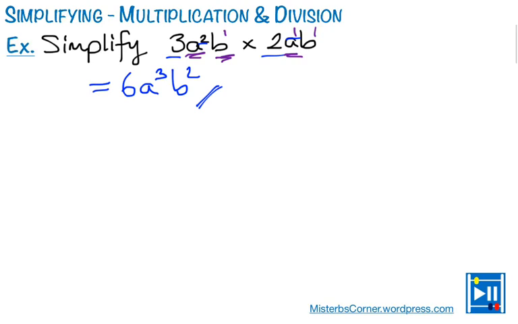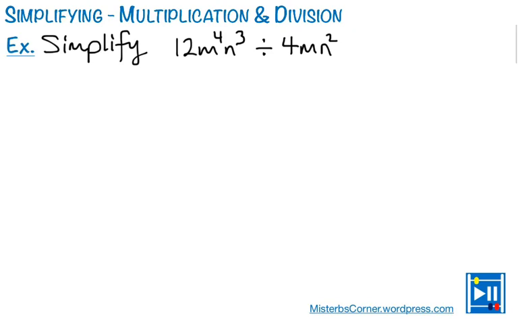Another example. Now we have division here. We can still approach this expression with the same idea. We can divide the numbers first, so it's going to be 12 divided by 4, which is 3. Then we can consider m to the power of 4 divided by m, which is 1 in power. So 4 minus 1 is 3. I'll write m cubed. And for n, we have n cubed here and n squared here.